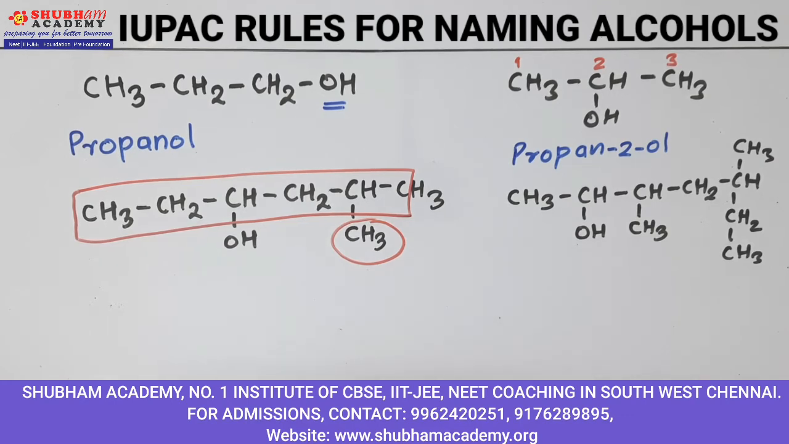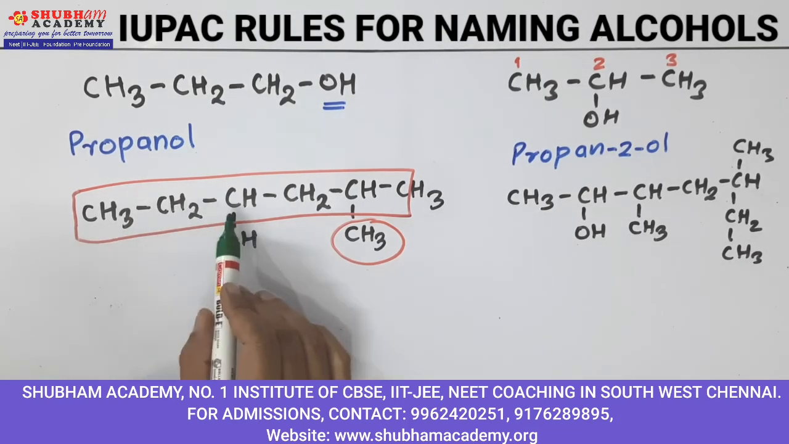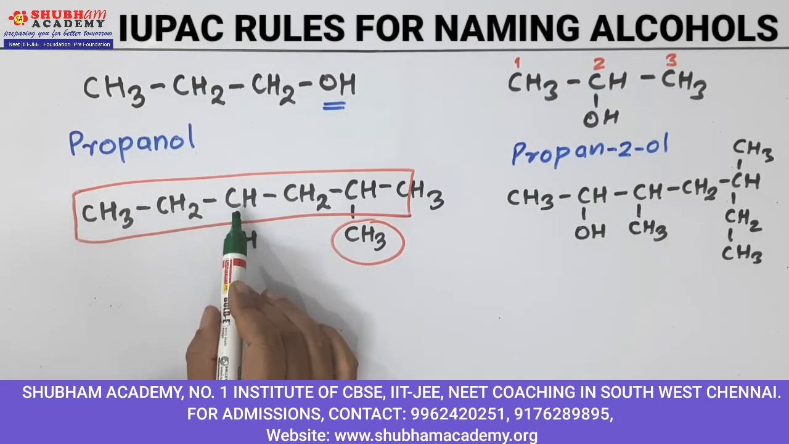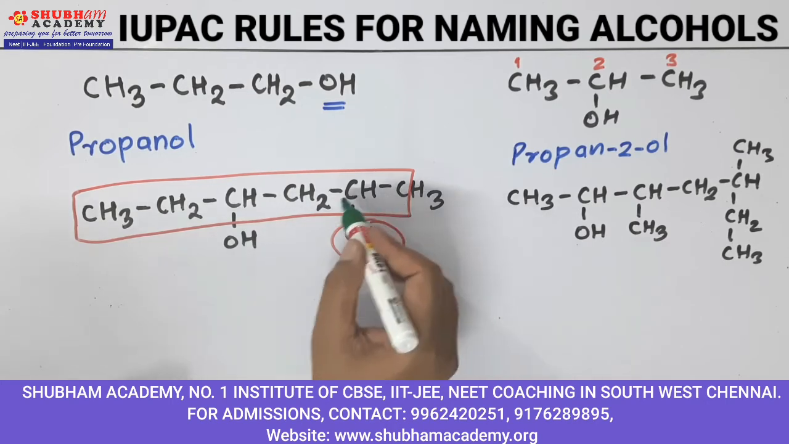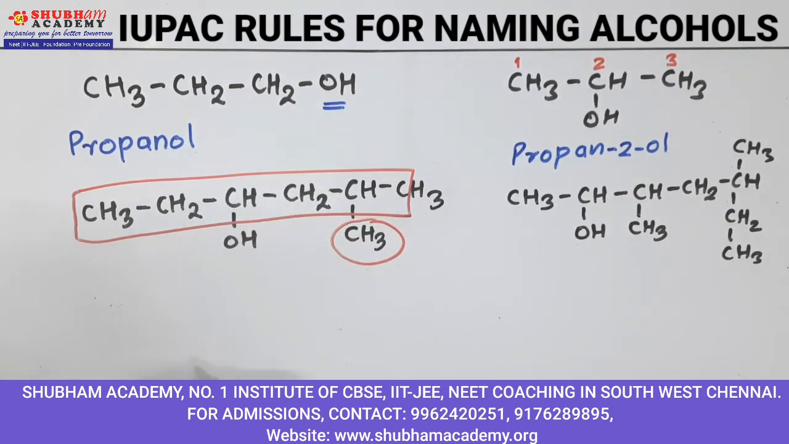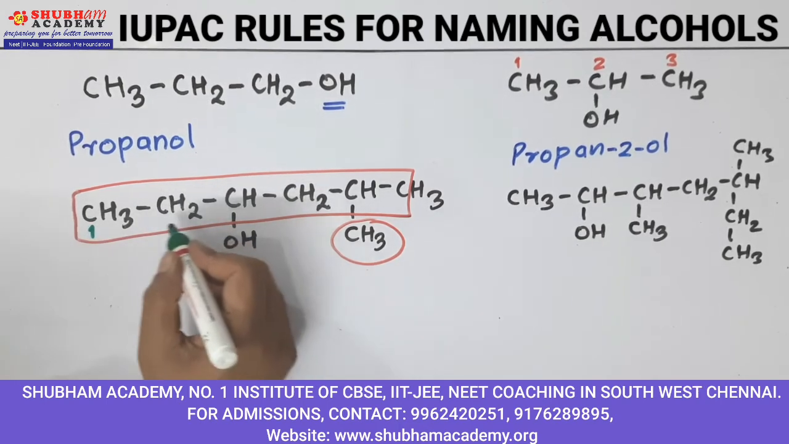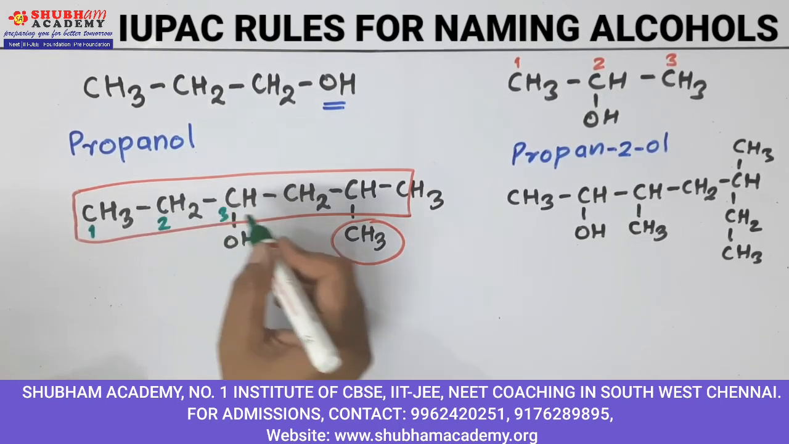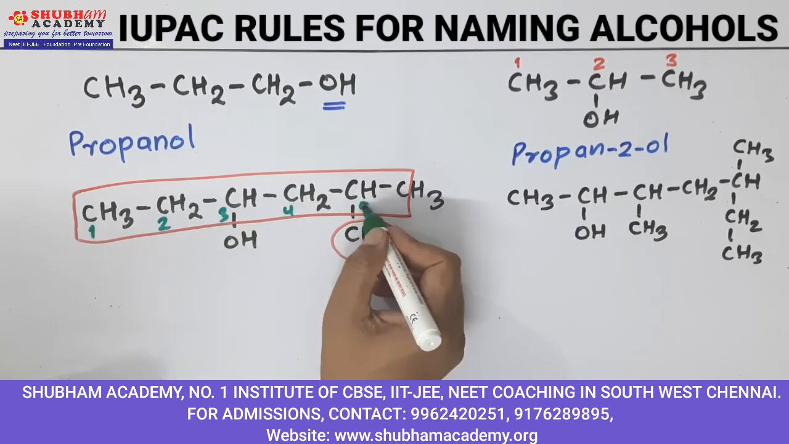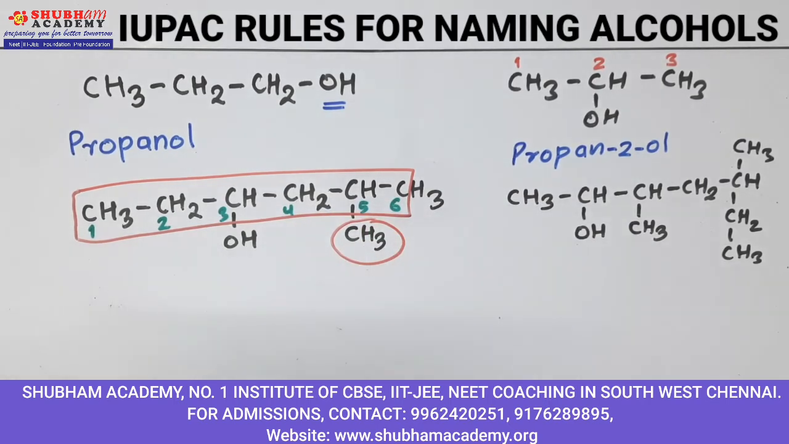While numbering the parent chain, you have to keep in mind that OH should get the lowest number. If you are numbering from this side, 1 2 3, OH is coming on the third carbon, whereas if you are numbering from this side, 1 2 3 4, OH is getting the fourth position. So you must number from this side, 1 2 3 4 5 6.